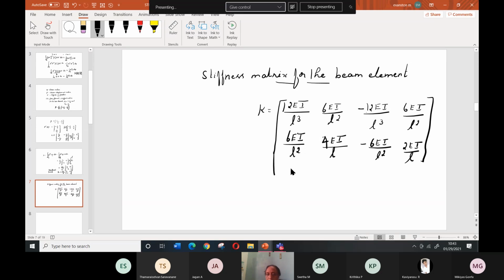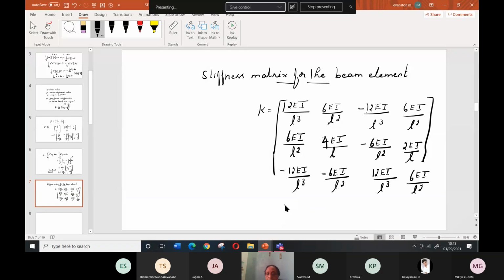Then this is minus 12EI by L square. Sorry, L cube. L cube. Then 6A by L square. Minus 1. Minus, yeah, minus. Here it is 12A by L cube. And 6A by L square. Is it plus or minus? Minus. Yeah, okay. Then here it is.